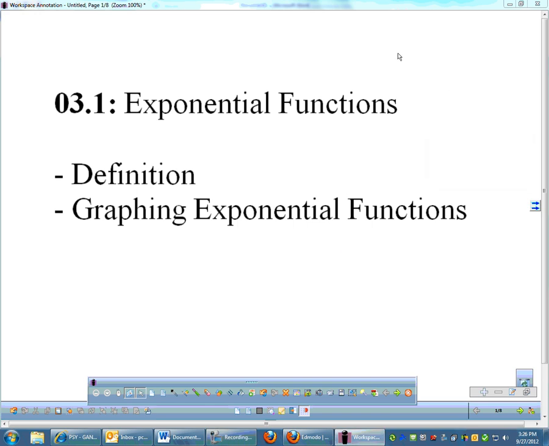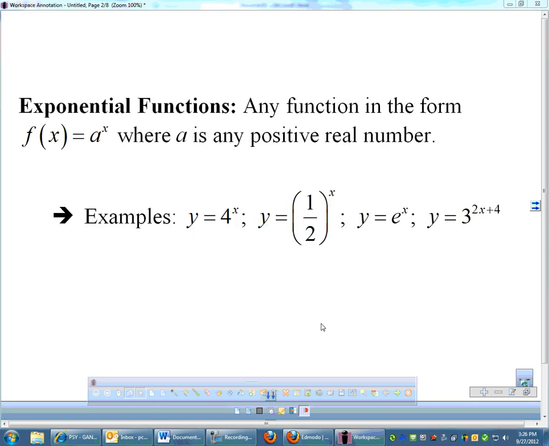Hey, starting chapter 3, this is not going to be on the chapter 2 test, in case you're wondering. Exponential functions. Going to talk about just the general definition, and then what we're going to spend most of our time on is graphing, which I know y'all don't like. But that's unfortunate, because graphing is very key in calculus.